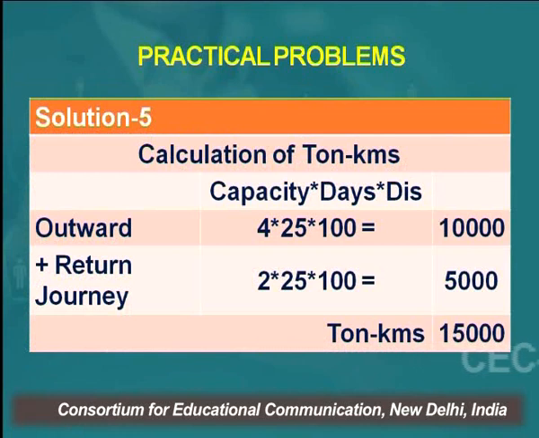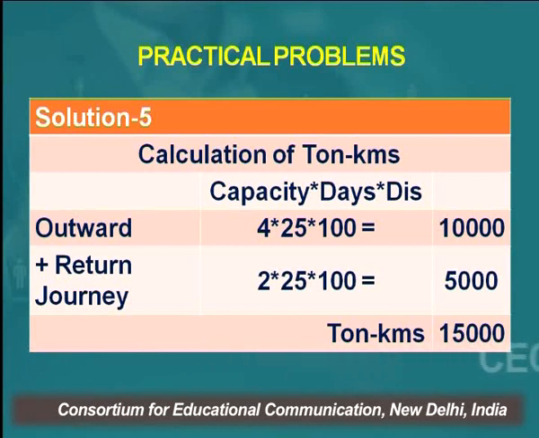Number one, you have to calculate the total ton kilometers. For calculating ton kilometers, 4 into 25 into 100, because each outward distance is 100 kilometers, the truck travels 25 days in a month, and there are 4 tons. So 4 into 25 into 100 comes to 10,000.